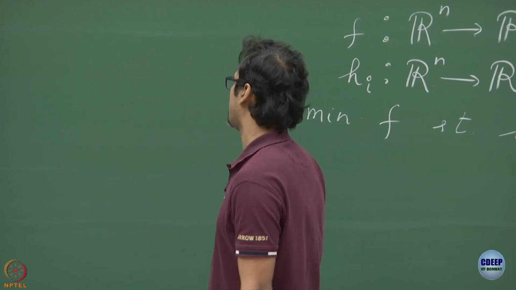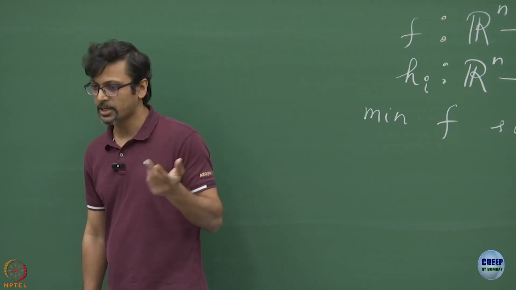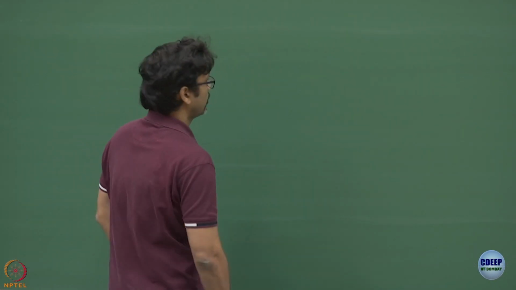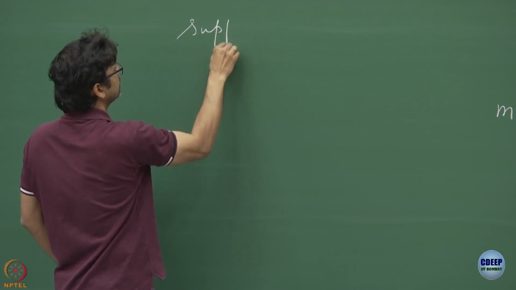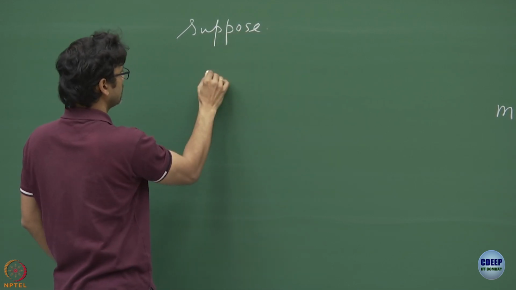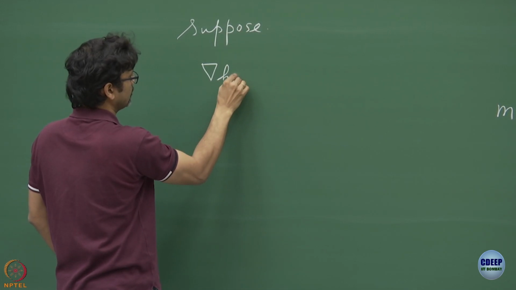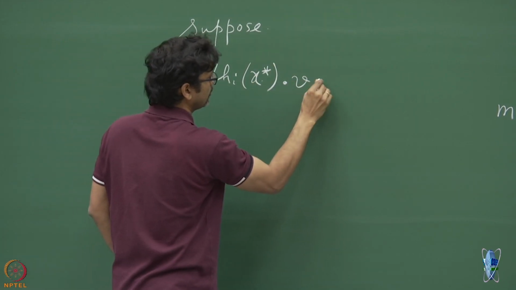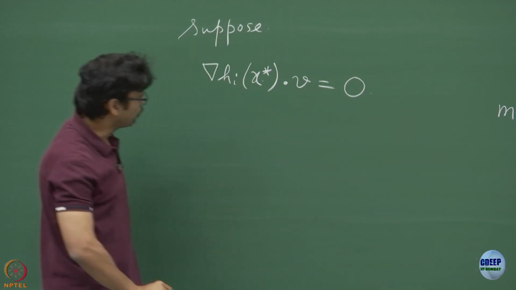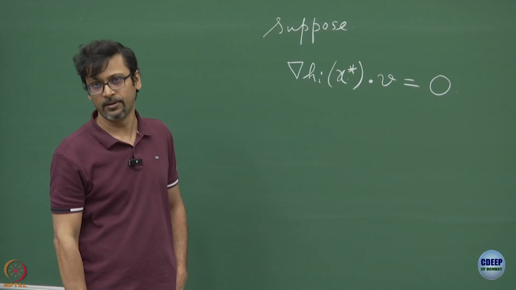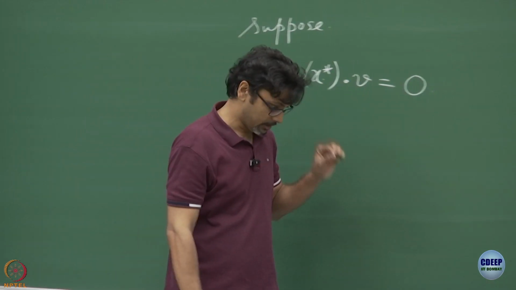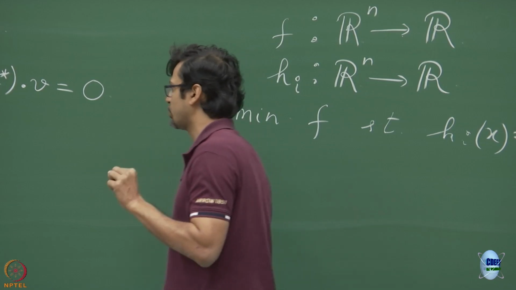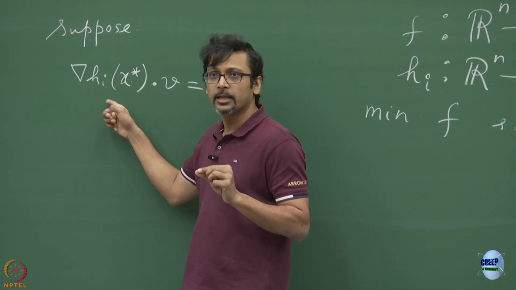In the process we came across certain terms, such as tangent spaces. So we said that the following has to be true. Suppose we haven't proved this part. We said that if a particular direction is a tangent direction, then it must be true that the dot product of that direction with the grad of h_i at that point must be 0.